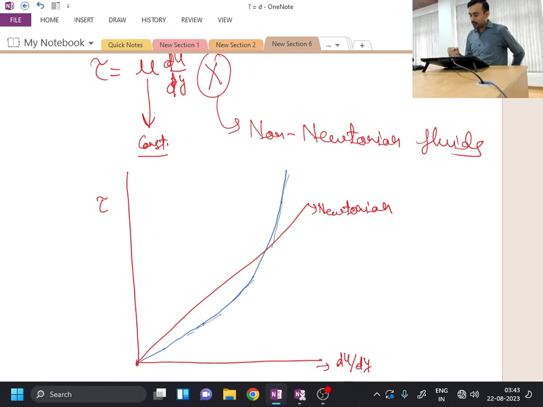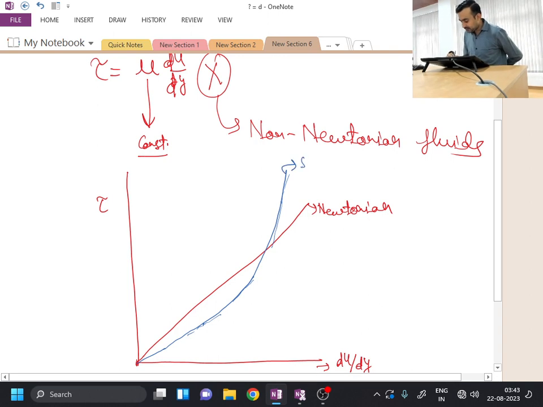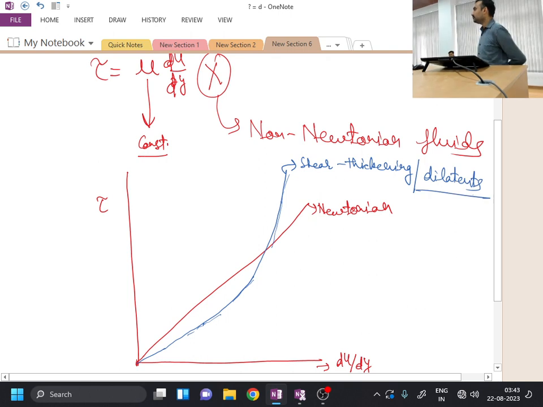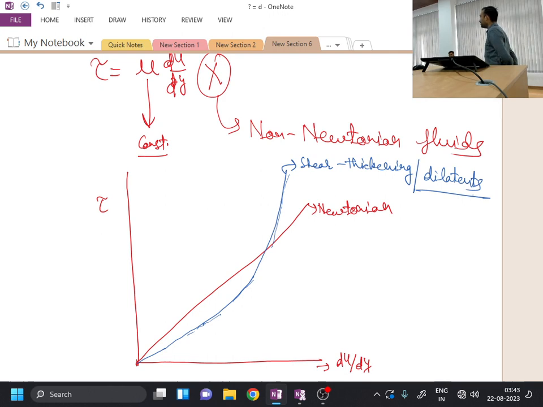So this type of fluids are called shear thickening fluids, or the other name is dilatants. Fine. Then we have another situation. For example, just now I have given the example of quicksand. You can refer to your text and different sources for finding more examples. So one example I have quoted you.